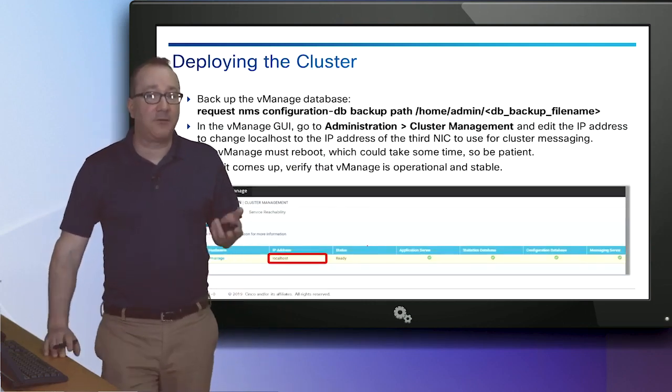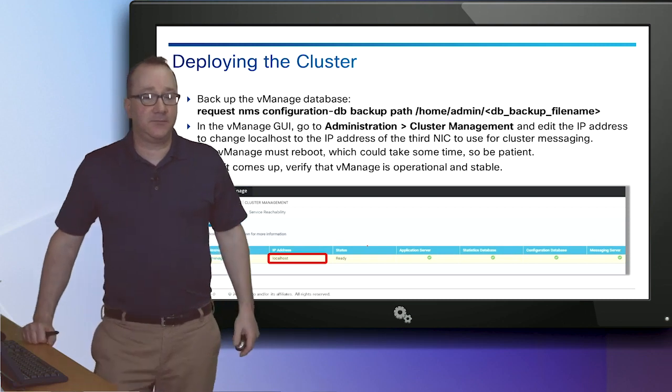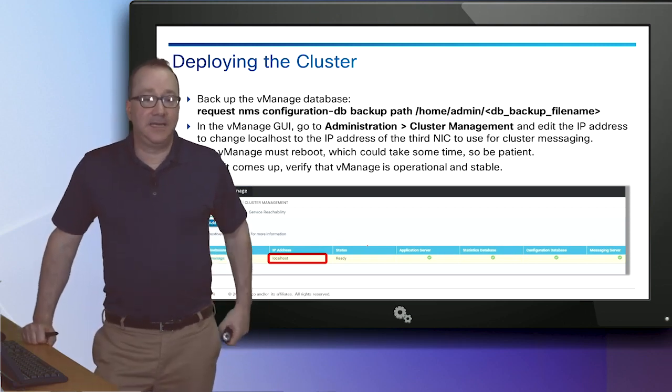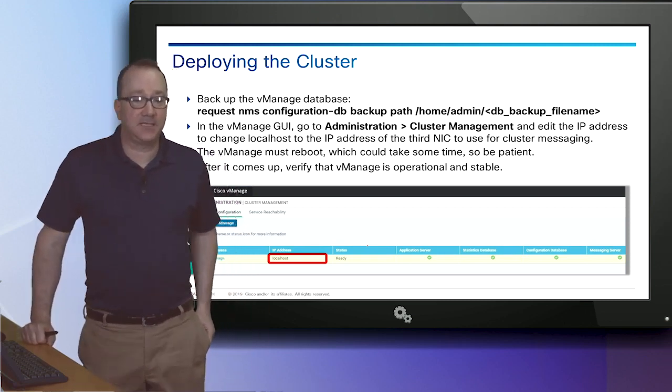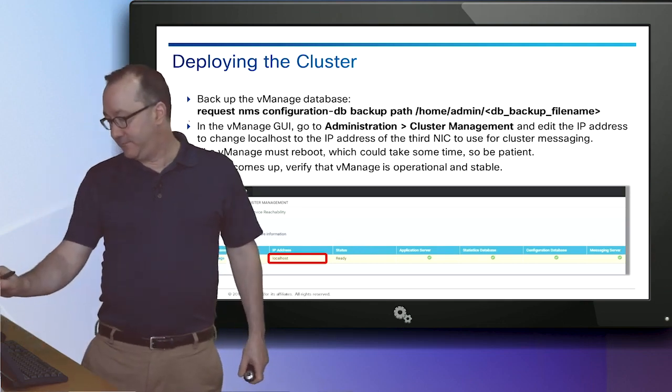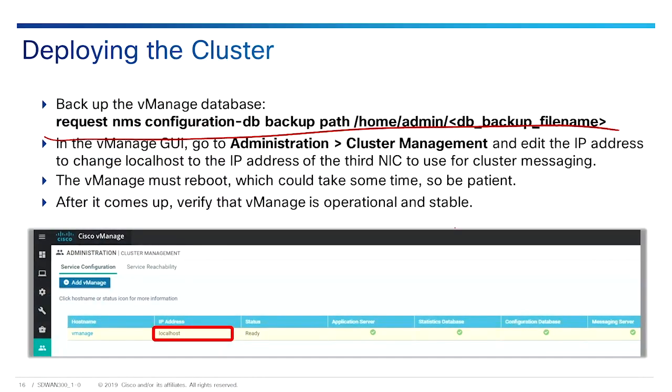So how do we deploy all these servers in a cluster? Well, it's pretty straightforward. We're going to back up the database with the following command: request nms configuration-db backup. We're going to add the third NIC. We're not going to use DHCP. This third NIC is going to be used for the cluster messaging between the devices within VPN 0 and for nothing else. For vManage to detect the new interface, the device must be rebooted, then configure the device and verify.